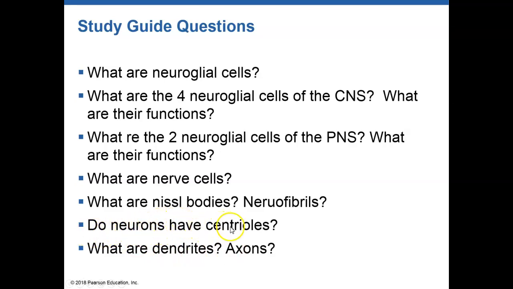Do neurons have centrioles? So think about the function of centrioles, and if you have to, go back and look at what a centriole does, and then look at if neurons divide, and then answer this question. And if you have questions about this, definitely ask, okay?